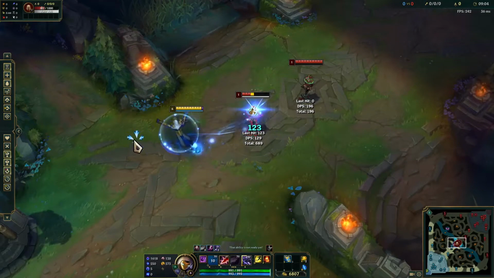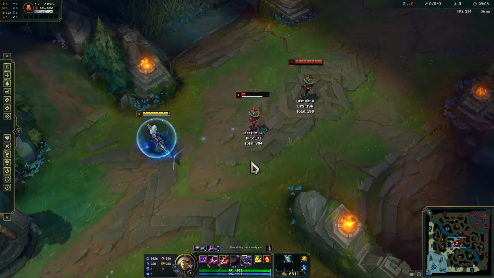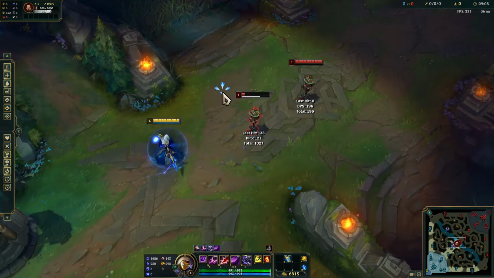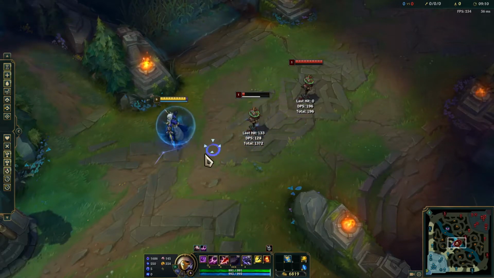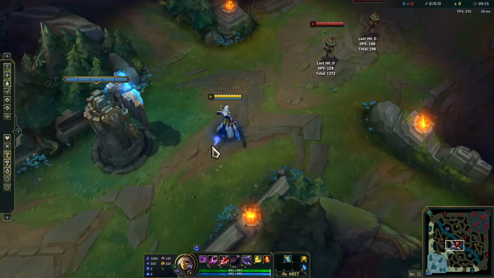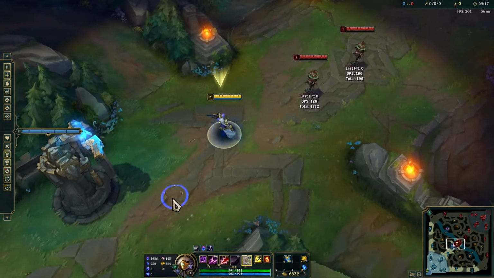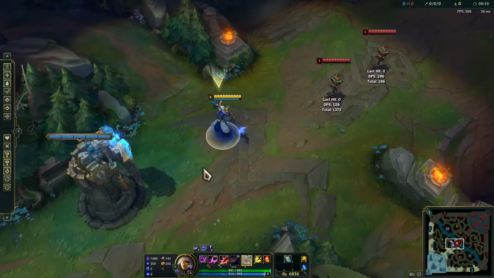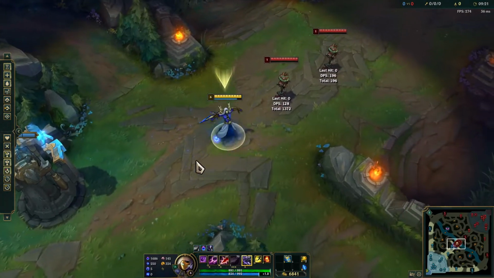champion individually and break down their animation cancels, input buffering combos, as well as item active combos that interact with their kits. Today we're going to be taking a look at Kassadin, and while there isn't too much that is interesting about Kassadin in terms of animation cancels or input buffering, there is a flash ult combo that we are going to be discussing today.